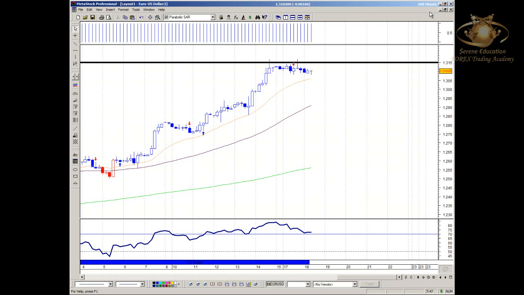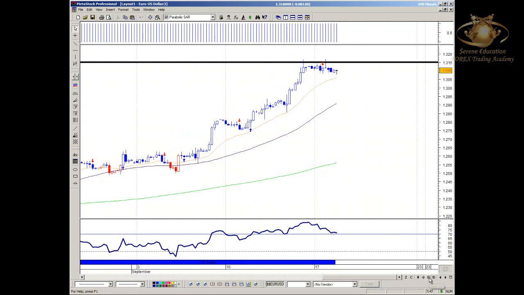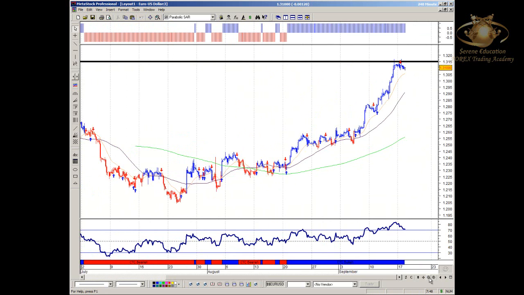So one or two things could happen. We need to now look at where the price is likely to pull back to.